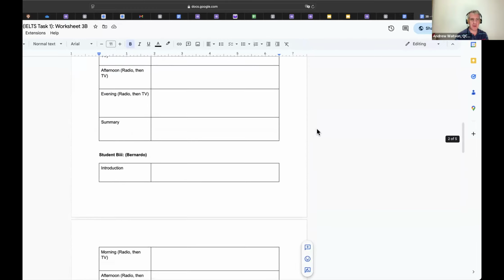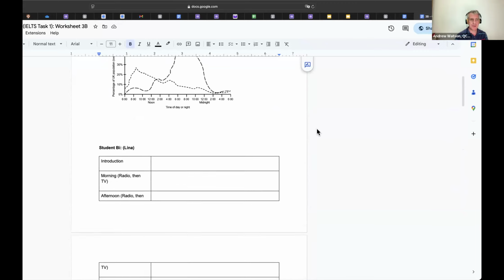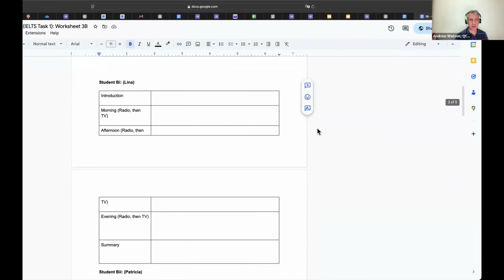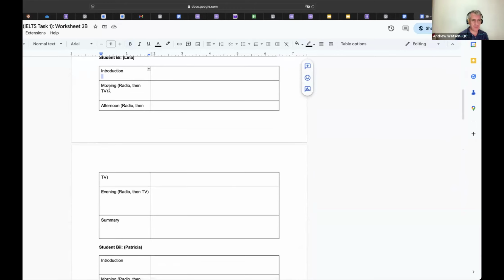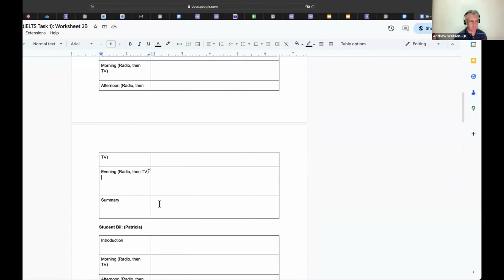Now, group B, they work together and they write their version with the following paragraphs. Introduction, the morning, radio then TV, the afternoon, radio then TV, and then the evening, radio then TV. Right? Having written their answers, you give them 10 to 15 minutes to write, right?